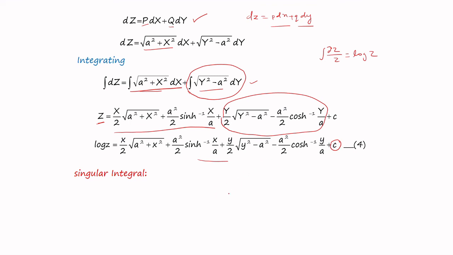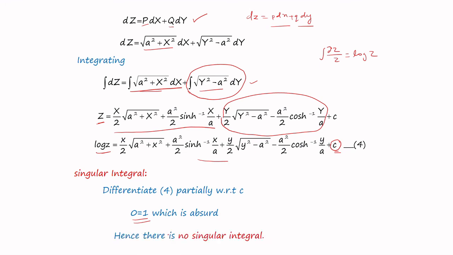Okay. So differentiating 4 partially with respect to the constant c, because c is separately there. When you are differentiating, this term becomes 0, there is no c term here. So differentiation of this with respect to c becomes 0, because it is taken as a constant, and this term becomes 0 and this term becomes 0. There is no c term here except this one term. So differentiation of c with respect to c becomes 1, but after differentiating you get 0 is equal to 1, which is an absurd result. This result is not possible. So we conclude that there is no singular integral for this problem.